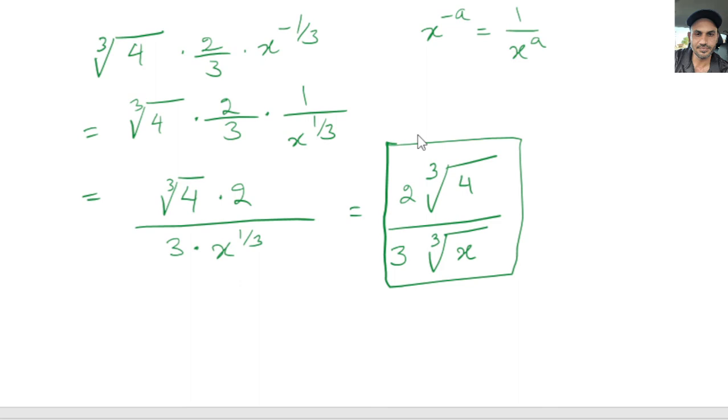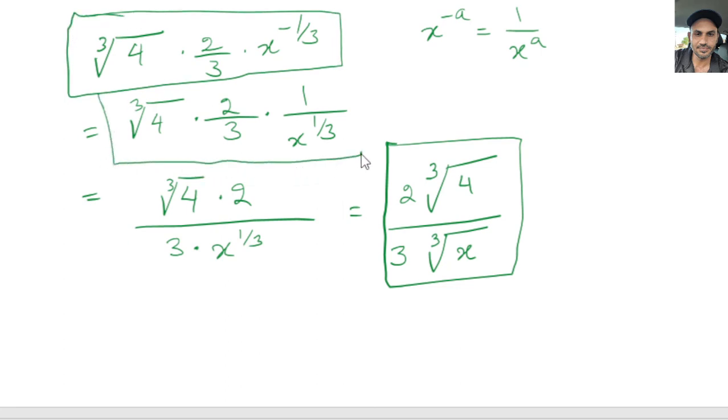I mean, all these forms are correct. You can leave it. It all depends on what is expected from you. This is correct as well, and this is correct as well. So all these are correct answers to that particular problem.